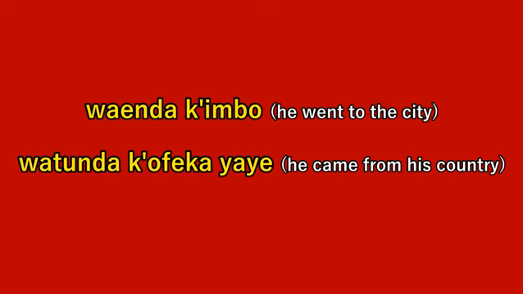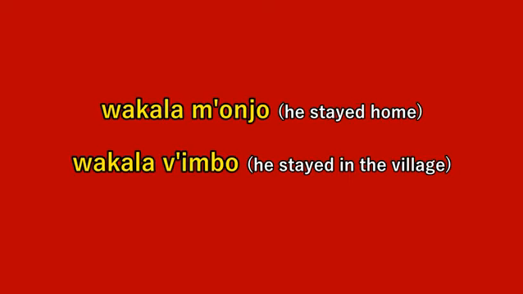The prefix pa is another preposition that indicates to where and the place in which. Mu and vu also indicate a fixed place without any motion. So wakala monjo, he stayed home. Wakala vimbo, he stayed in the village.